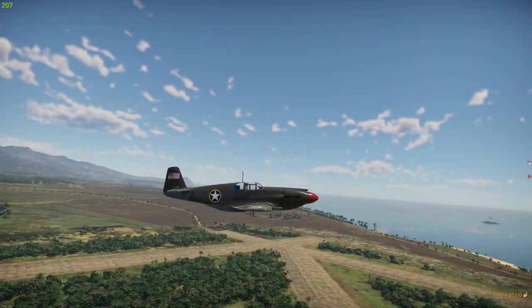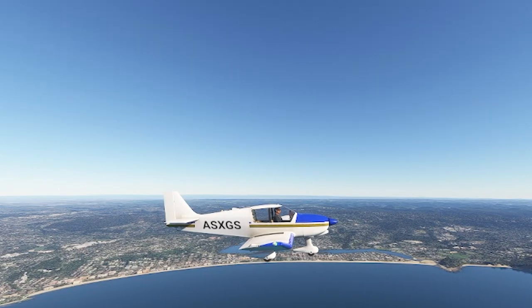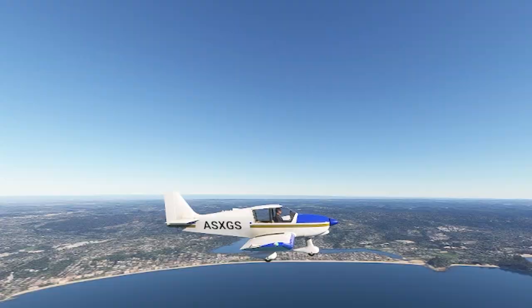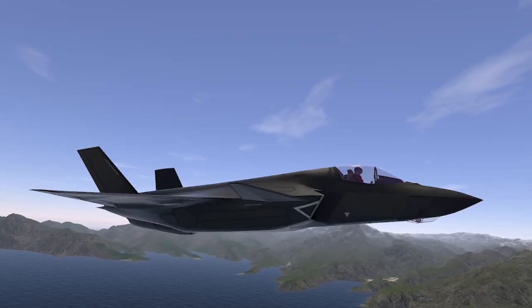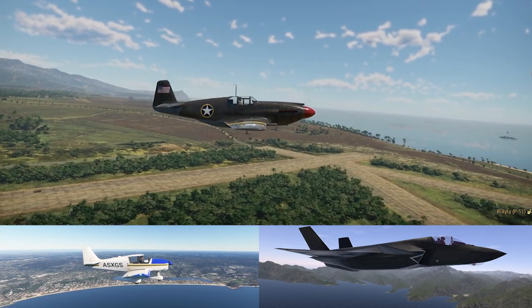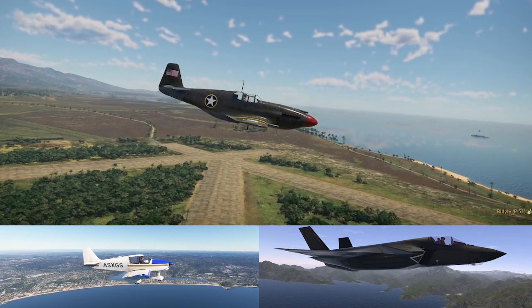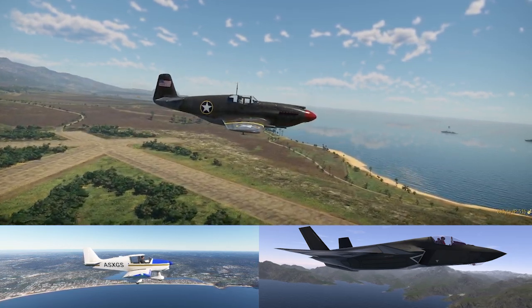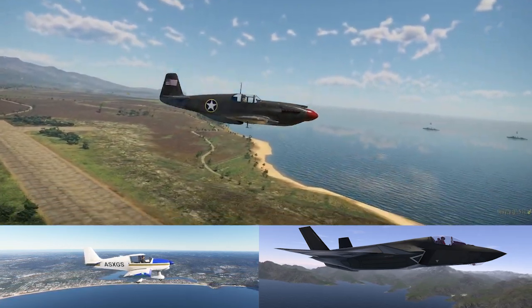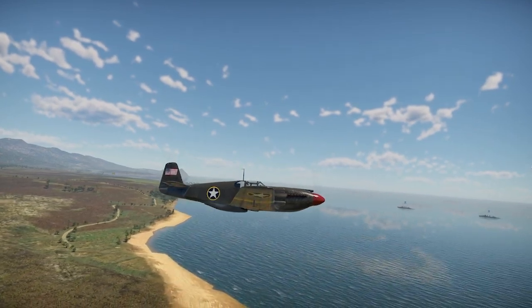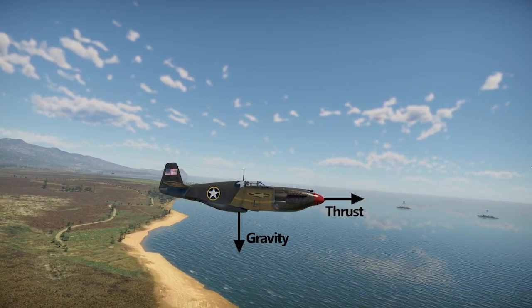Here's an aircraft. Here's another aircraft. Here's a third aircraft. You know what they all have in common? They are all affected by the same four main forces: gravity, thrust, lift, and drag.